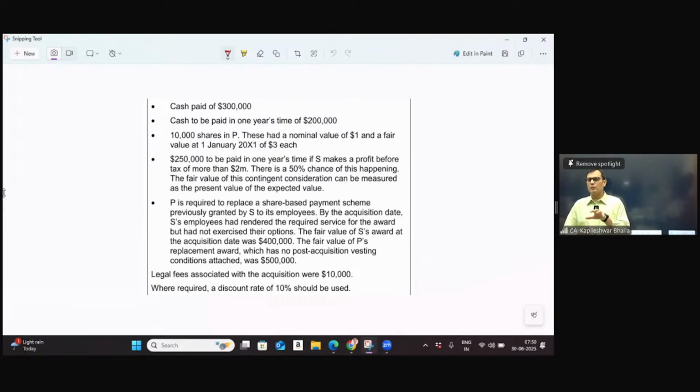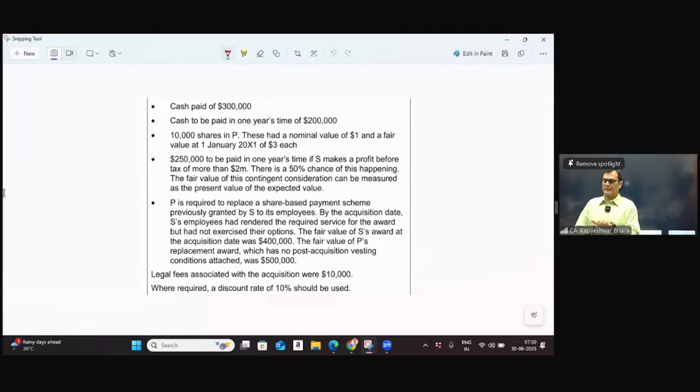There are two possible outcomes. 1,13,625. 1,25,000 you said? No, I said 1 lakh. I said 1,13,625. No, I think you're taking the present value as well, I guess. I just need the expected value. Yes, sir.